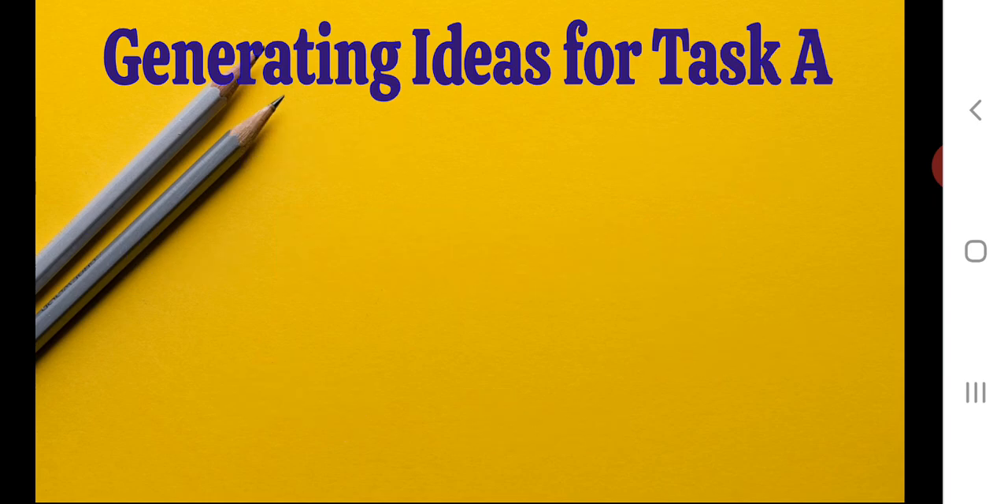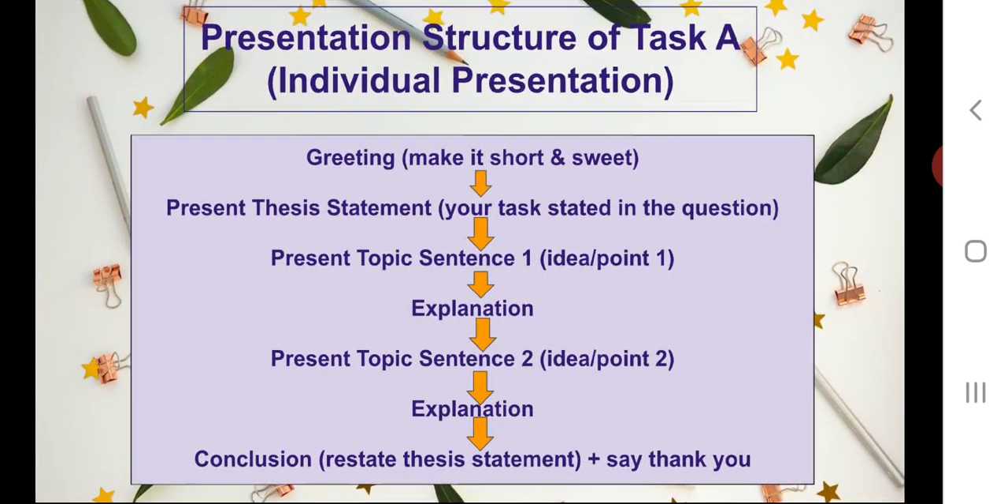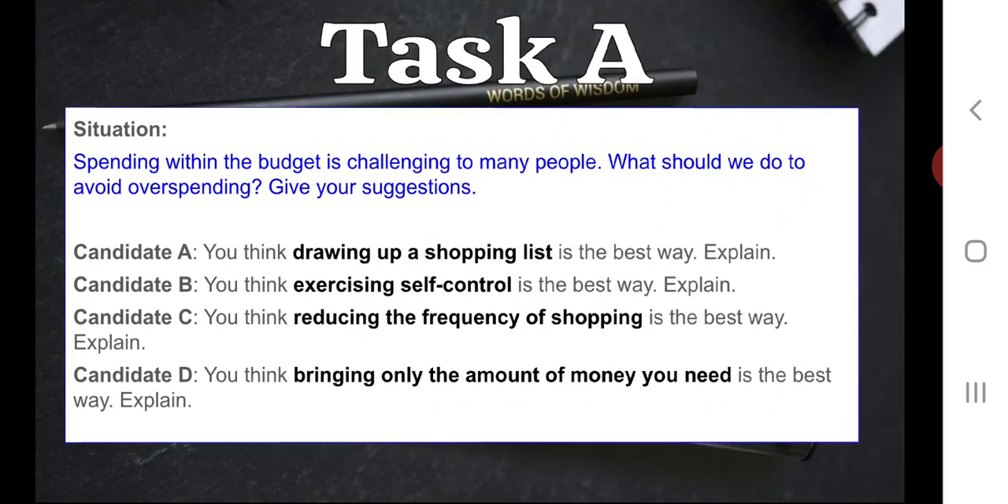All right, let's take a look at the question again. Where is the question just now? All right, here. Now, let's look at candidate A's task. Drawing up a shopping list is the best way. All right, of all the WH questions that we have in the list just now, which one is the most suitable to use? All right, logically speaking, if you are supposed to talk about drawing up a shopping list with relation to the question in the situation which says, what should we do to avoid overspending?